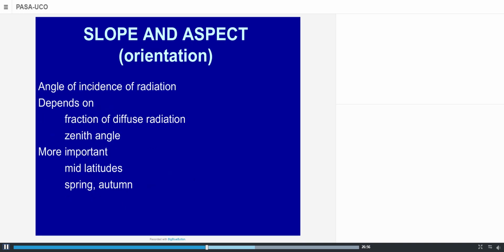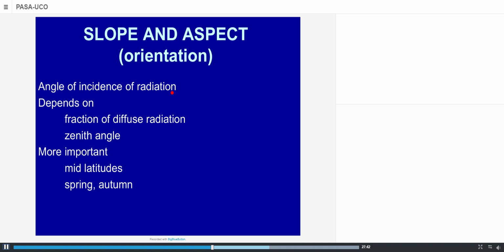But in the open, we have little to do to improve the temperature of our crop. In principle, we can use the slope and the aspect, which means the orientation of the land, to improve temperature. How? Well, you know that the angle of incidence of radiation on a surface determines the irradiance on that surface. So if the surface is perpendicular, is normal to the solar beam, we will have a maximum heating of the soil.